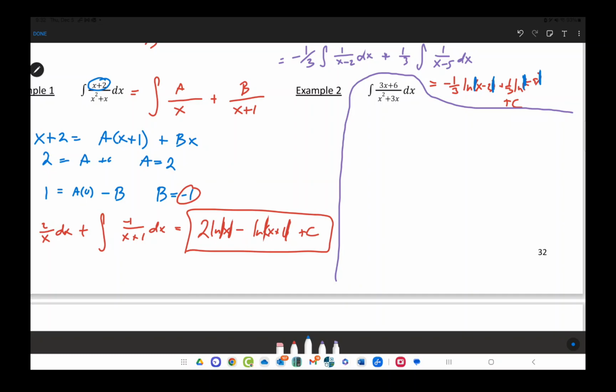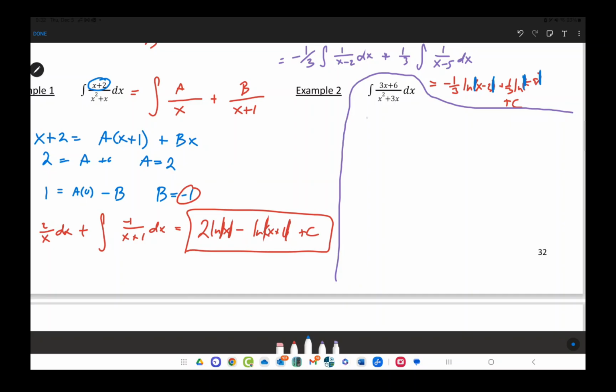There they are. I found it on Delta Math. So let's look at the question.